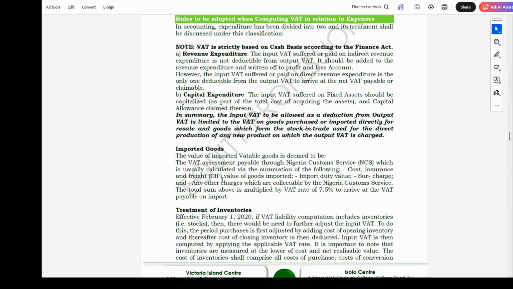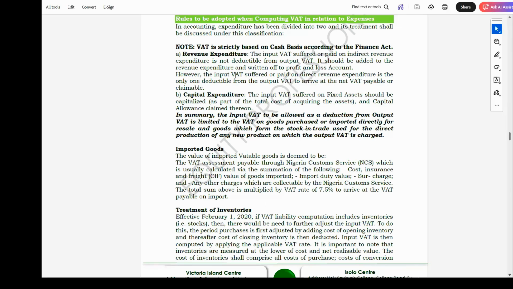Also, we have imported goods and services. When goods are being imported, as I mentioned in our last slide, part of what you are going to pay as the cost of that importation is VAT. Value-added tax will also be accounted for on that item being imported. So VAT is also applicable to imported goods and services.